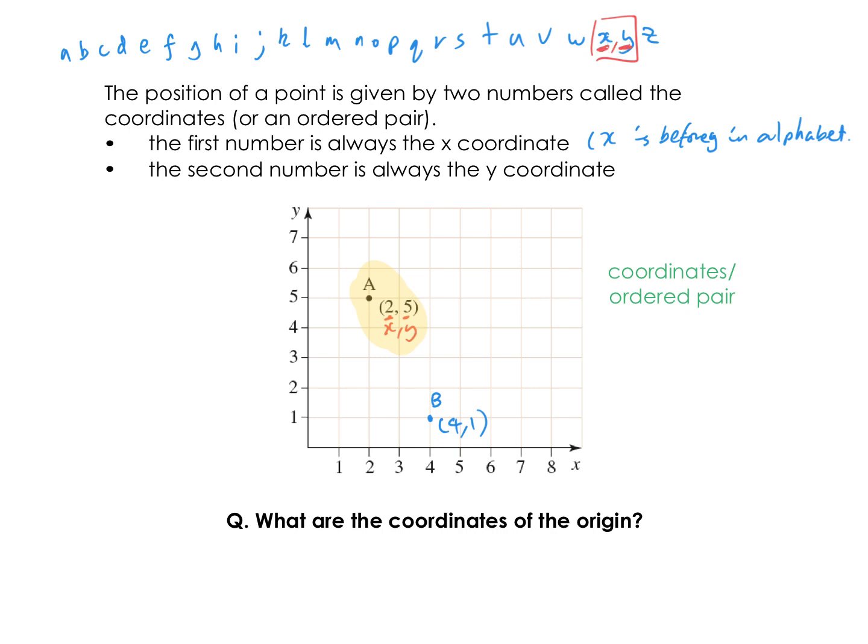Beautiful. If you want to write a little sentence, you could write down something about x being alphabetically superior and hence it goes first, or you could just write the first number is the x coordinate, the second number is the y coordinate. Up to you. What are the coordinates of the origin? I said it earlier, didn't I? I gave it away. It's 0 on the x and 0 on the y, so it's 0, 0.